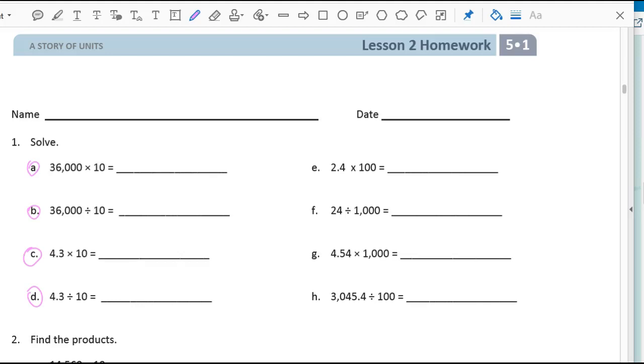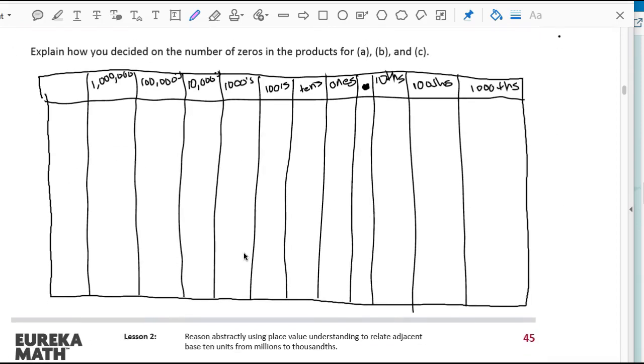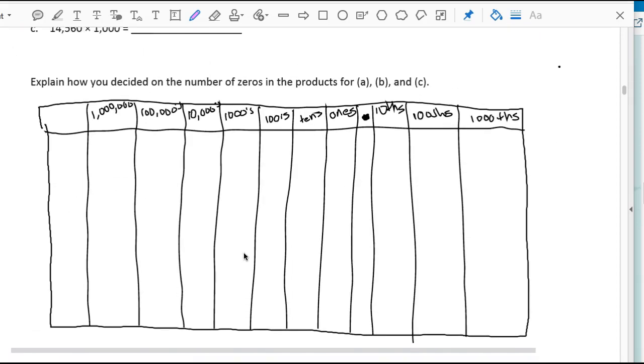Alright, here is Module 1, Lesson 2. Here's our homework video. I'm going to be scanning back and forth between these problems that you can see, and then I've made a number line chart right here so you can see what's happening.